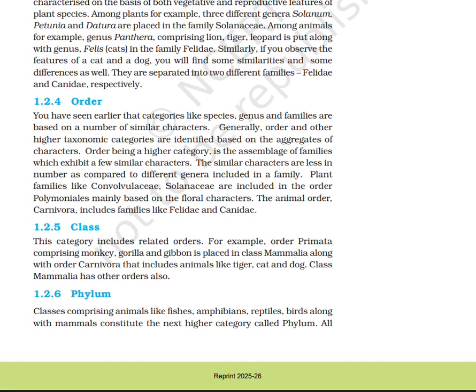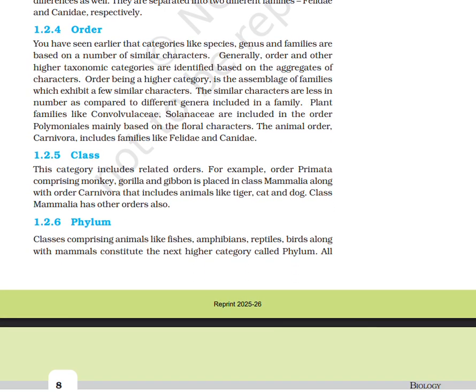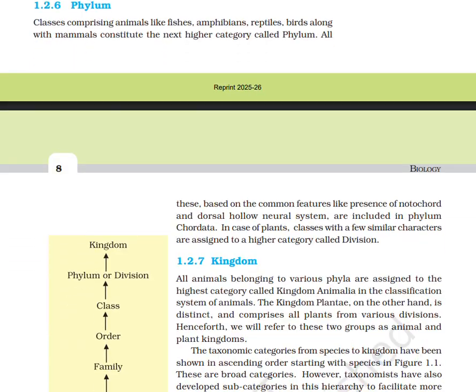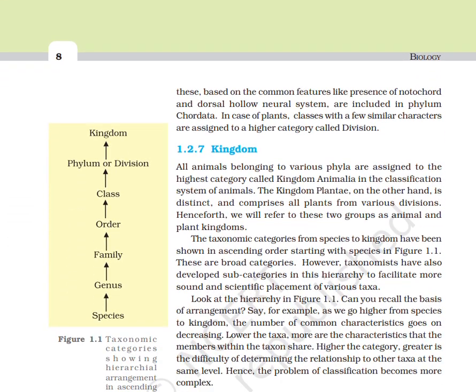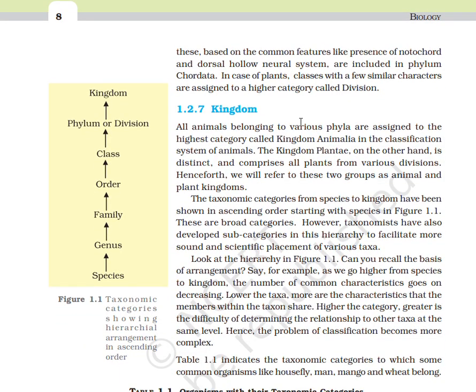Phylum. Classes comprising animals like fishes, amphibians, reptiles, and birds, along with mammals, constitute the next higher category called phylum. All these, based on common features like the presence of a notochord and dorsal hollow neural system, are included in the phylum Chordata. In the case of plants, classes with a few similar characters are assigned to a higher category called division.